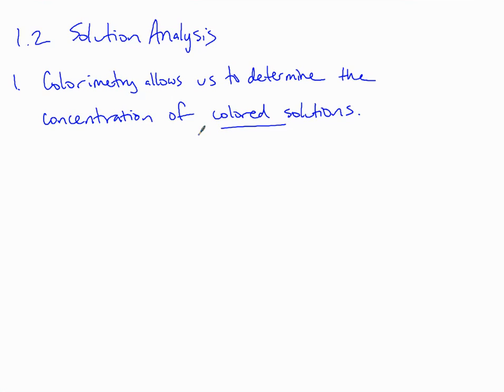In order for this to work, the solution has to have a visible color. A colorless solution like water, not really going to work. So it has to be a colored solution. So look at number 2. Circle the compounds with which colorimetry would be a useful lab technique.